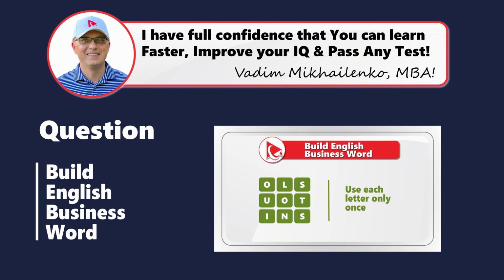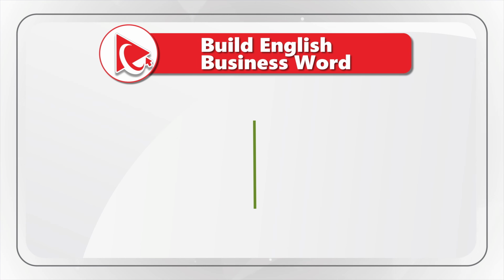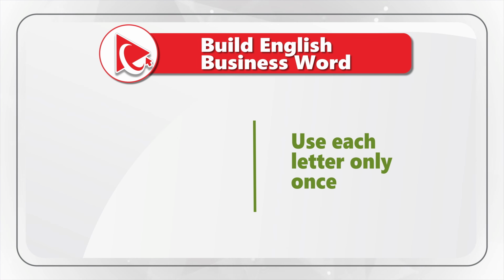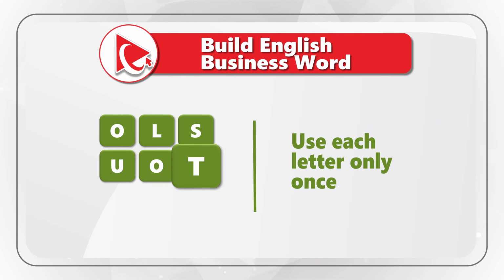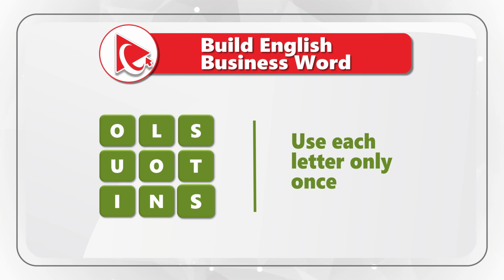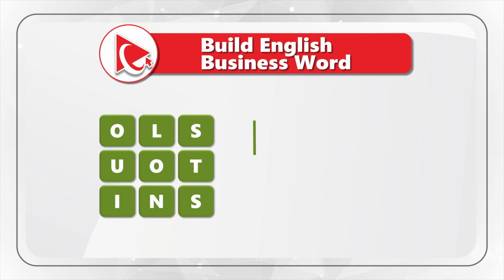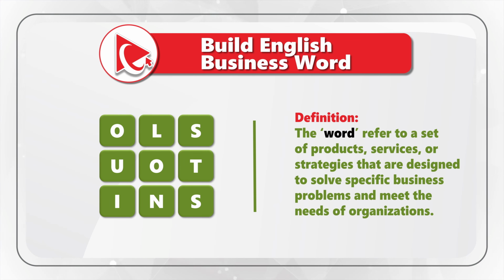A very interesting question for you to try your skills. You're presented with 9 letters of the English alphabet, and you need to build an English business word. The letters are O-L-S-U-O-T-I-N-S. Take a close look to see if you can construct an English business word. I am going to give you a quick hint. The word refers to a set of products, services, and strategies that are designed to solve specific business problems and meet the needs of organizations.